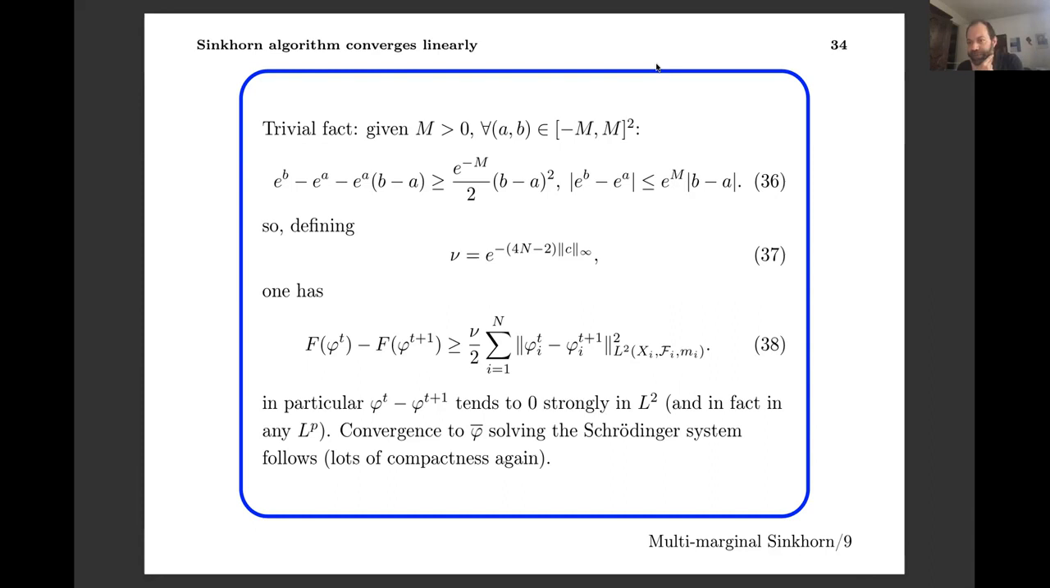But what is popular in application is people that don't necessarily use Shannon entropy, but they could use X square entropy because it produces a sparse solution. It's a bit like having bounded diffusion support. So I think that would be interesting in application. Okay, thanks, Guillaume.